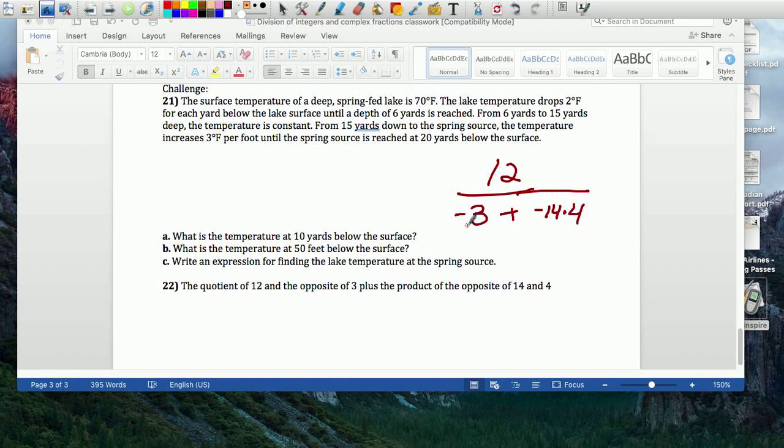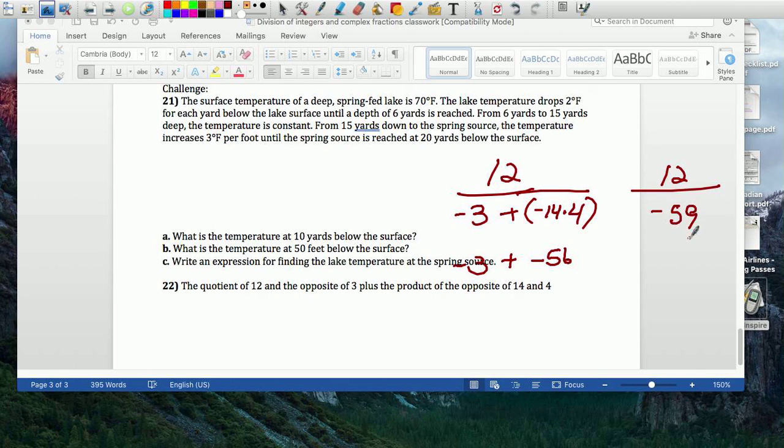This is what my expression looks like. 12 divided by the opposite of 3 plus the product, these two numbers multiplied. You can even put that in parentheses, but we don't need it because even if we didn't put the parentheses, what would go first? The multiplication. But I'll put it there so that you know these two come first. -14 times 4 is 56, but it's negative because it's a negative times a positive. And I'm going to add that to -3. -3 plus -56, I can't make 0 pairs, so it's going to be -59.